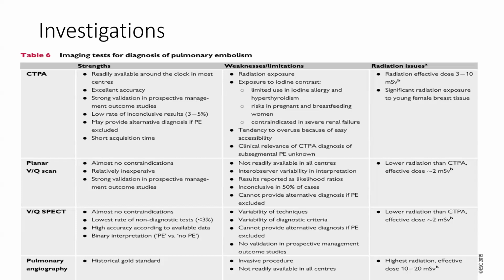Then the next scan is the VQ SPECT. It has no contraindication, the lowest rate of non-diagnostic tests, high accuracy according to the available data, and binary interpretation. The limitations are variability of techniques and variability of diagnostic criteria. It cannot provide an alternative diagnosis, and there is no validation in prospective management outcome studies. Pulmonary angiography is the gold standard, but it is invasive. If non-invasive options like CTPA are available, then we prefer CTPA over pulmonary angiography.